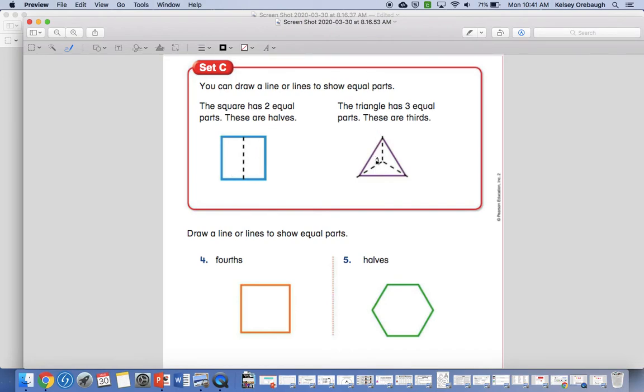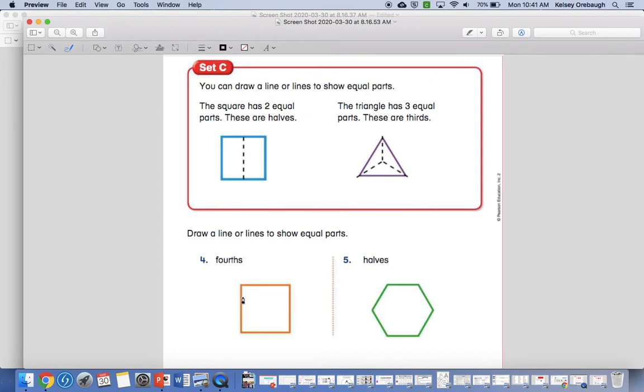This triangle has 3 equal parts. 3 equal parts are called thirds. 3, third. Makes sense. So this triangle has 3 parts that are the exact same size. They're equal into thirds. The directions here say draw a line or lines to show equal parts. All right. For fourths, how many parts do we need to have? 4. 4 equal parts is fourths. This square is going to be split into fourths.